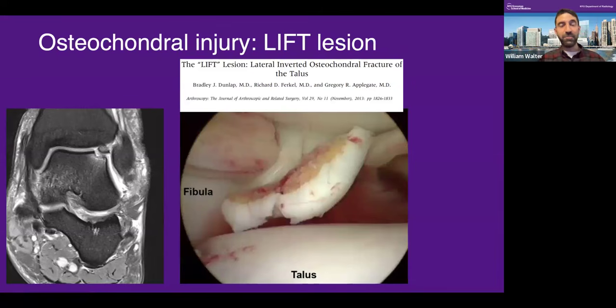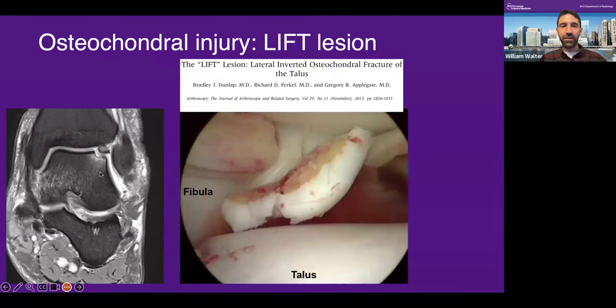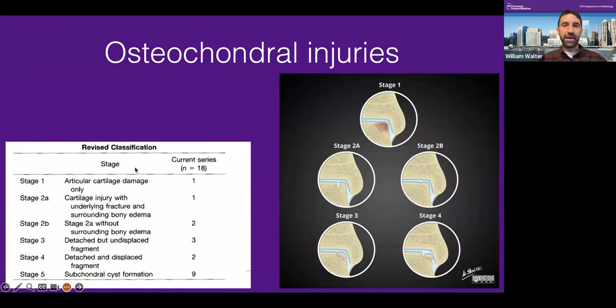And this actually has a name. It's called the LIFT lesion, lateral inverted osteochondral fracture of the talus. They're not common, but I have seen a few of these in my practice over the years. And it's just an example, kind of a nice one, of an unstable osteochondral injury.